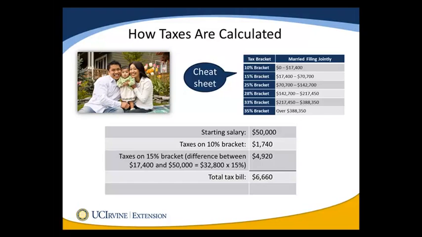Then they'll pay 15% on the difference between $17,400 and $50,000. This is 15% times $32,800, or $4,920. So this amounts to a total tax bill of $6,660.